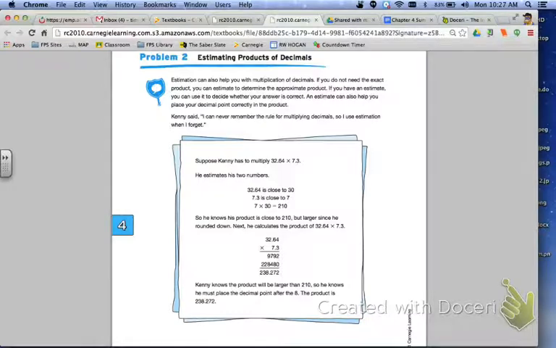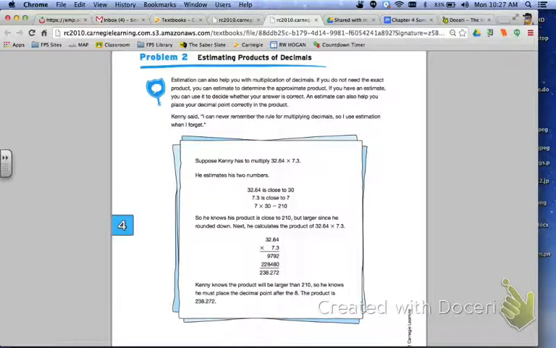Let's take a look at Kenny's example. He's looking to multiply 32 and 64 hundredths times 7 3/10. So he estimates his two numbers. 30 times 7 is going to give you a product of 210.